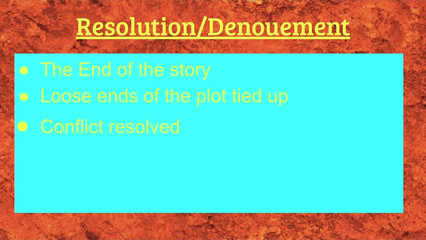Which leads us to our last part, our resolution, or denouement. Denouement is French. This is the end of the story. Loose ends of the plot are tied up. Conflict is resolved. It doesn't necessarily mean everyone gets a happy ending. It just means we are at a different place in our person or people's lives from the beginning to the end. Something has happened. It is the end of the story.